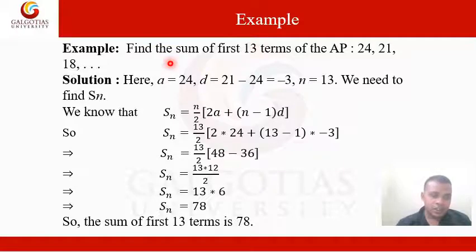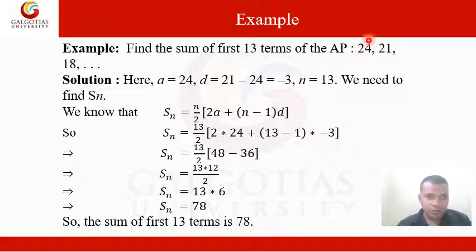Let us discuss the second example. So what is the question here? Find the sum of first 13 terms of the AP. In the same way, you have to apply the same formula here. So Sn will be equal to n by 2 into 2a plus n minus 1 into d, where n is your number of terms that you want to add, a is your first term, d is your common difference.